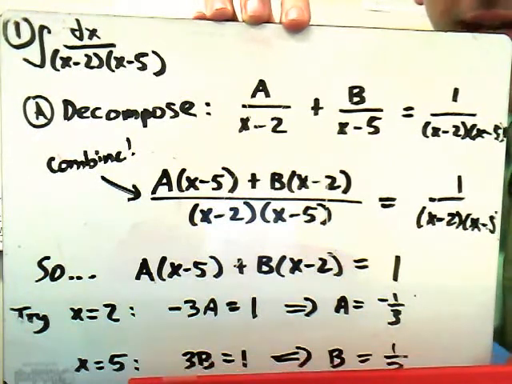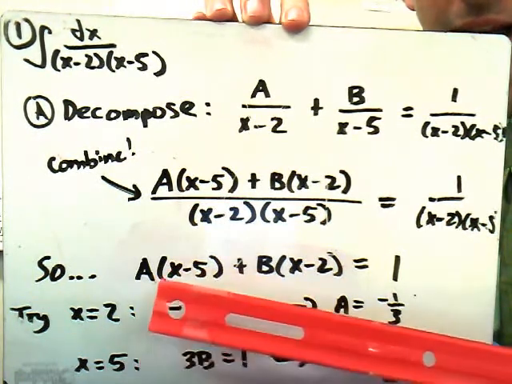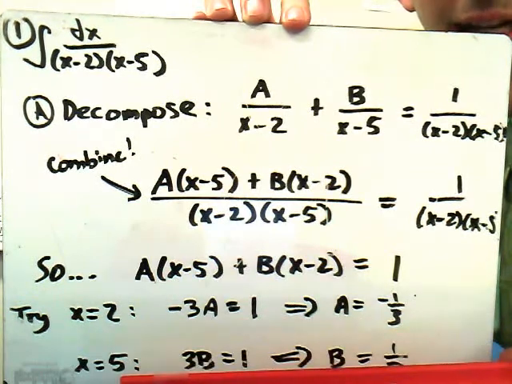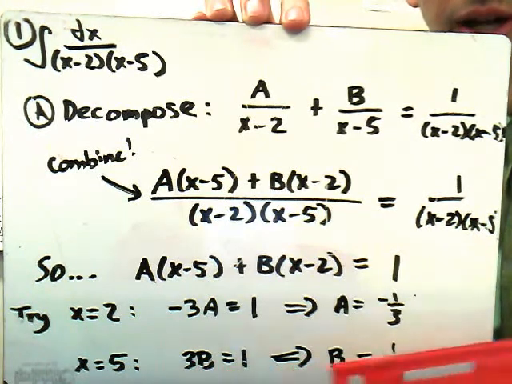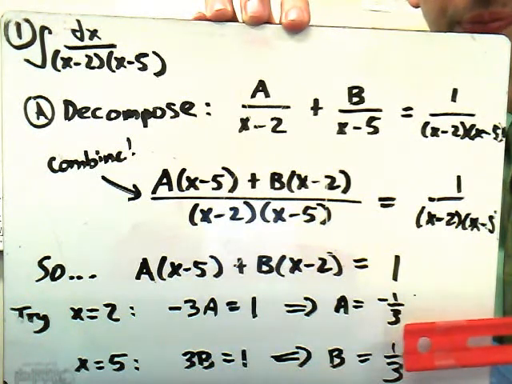Then we can do the same technique by making the A term vanish, plugging in x equal to 5. In this case, we end up with 3B equal to 1, and B is equal to 1/3.